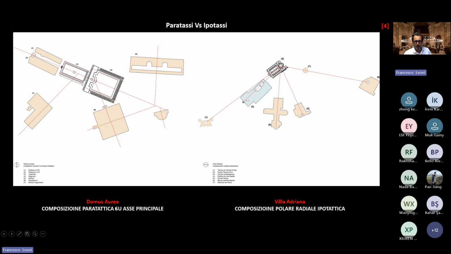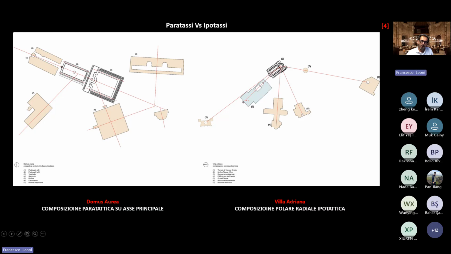So, Domus Aurea: paratactical composition on a principal axis, this one. In Villa Adriana, hypotactic composition, polar according to a pivot, this one. I hope you can understand this. This image is pretty clear.